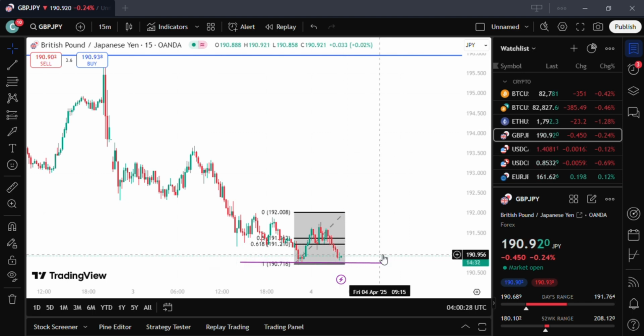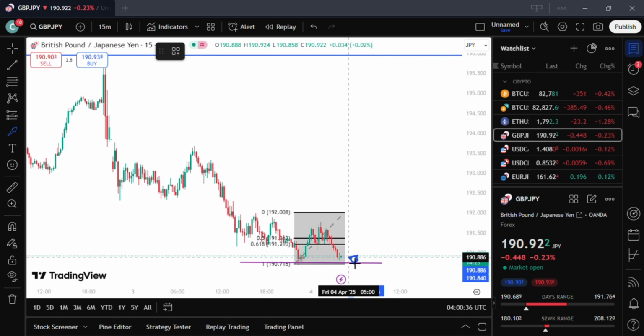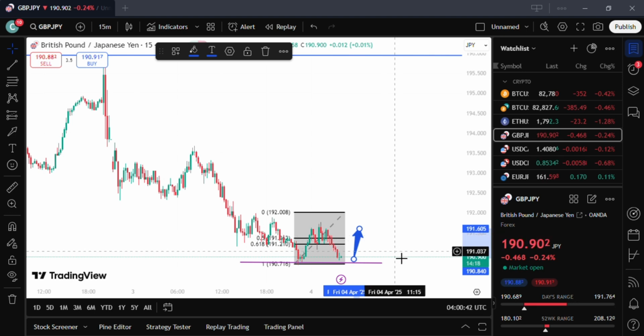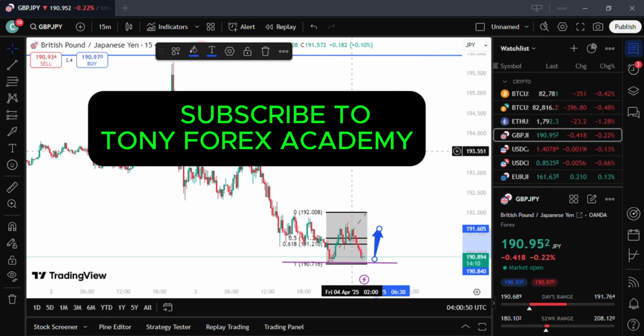But for this pair, if you were to enter this trade now, I would maybe go for short buy positions, where I could just buy from here right now up to this level, and then wait as the day goes by. So that's it for today, and we look forward to a happy trading.